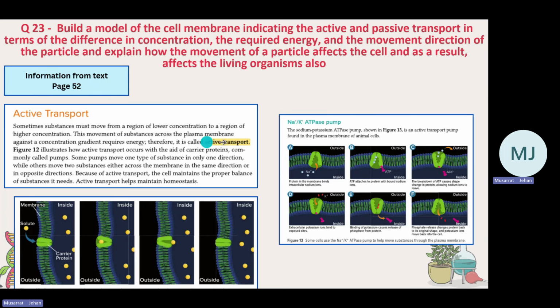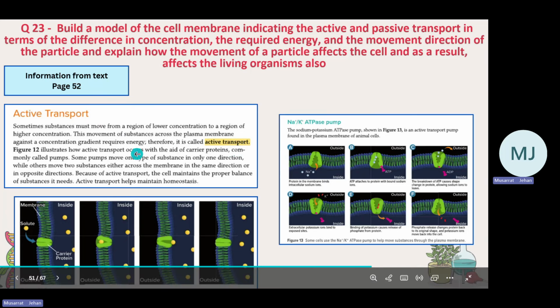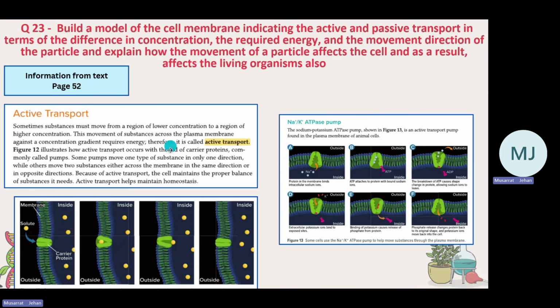The movement of substance across the plasma membrane against a concentration gradient requires energy. Therefore, it is called active transport. Here this shows active transport, and this happens with the help of carrier proteins. Carrier protein helps it. Commonly called pumps. So when they are transporting substance against the concentration gradient, we call them pumps. Some pumps move one type of substance in only one direction. Other pumps move 2 substances across the membrane in the same direction or in opposite direction.